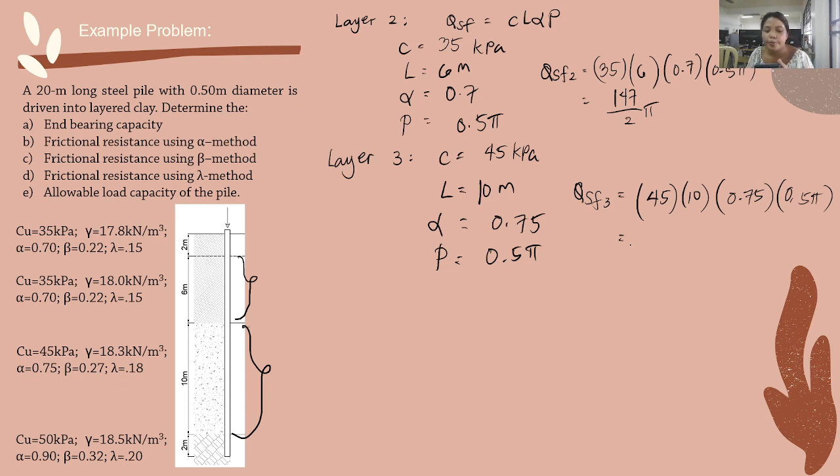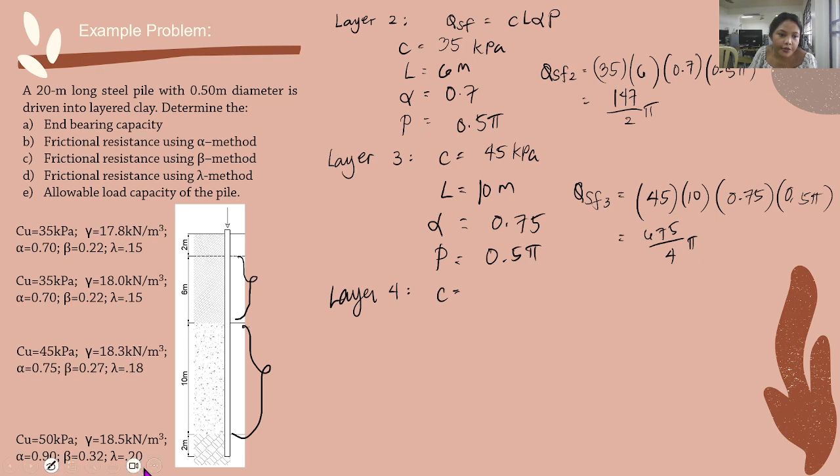So, ilan yun? 45 by 10 by 0.75 by 0.5 pi. So, that is a total of 675 over 4 pi. Then lastly, the layer 4.